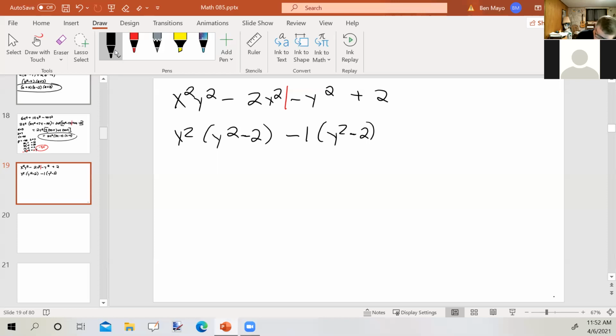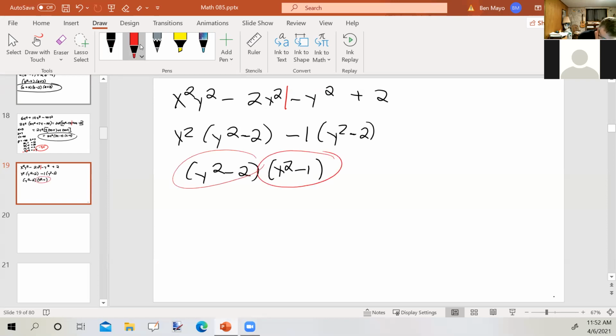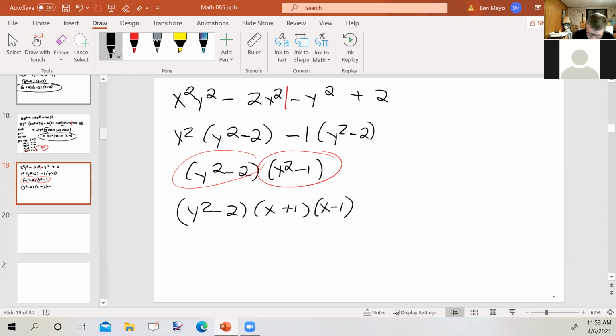Okay. Now taking out the greatest common factor, y squared minus 2. There's a difference of 2 squares. I was trying to make that one work, and it didn't work that way. So now I've got y squared minus 2, and then x plus 1, x minus 1. Questions there?